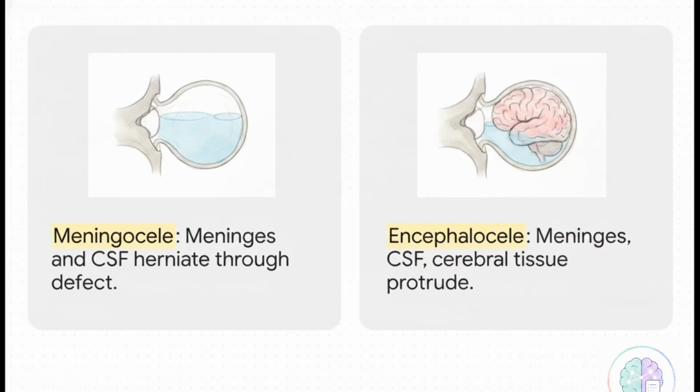Now, here's a massive distinction you absolutely have to know for clinical practice. If only the meninges and the cerebrospinal fluid herniate through that bony defect, we call it a meningocele. But if you have actual cerebral tissue protruding alongside the meninges and CSF, that upgrades the diagnosis to an encephalocele, which is also known as a cephalocele. That single anatomical difference literally changes everything about how the patient presents and how you treat them.